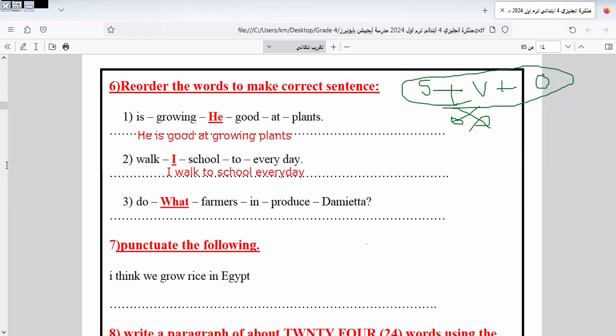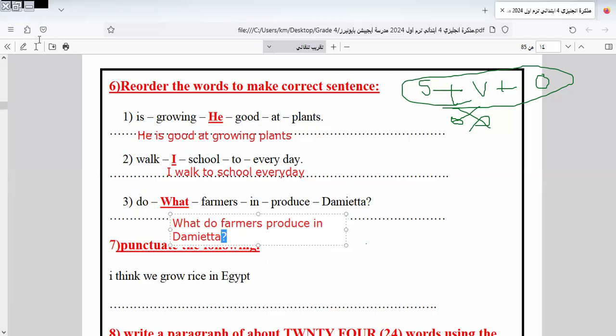The last one, it will be what? I will answer to you. Here we have: farmers produce cotton in Damietta. So here, as we told you in this rule, I replace the verb instead of the subject. Let's do it in this sentence. What do farmers produce in Damietta? And I put the question mark at the end of the sentence. When we have a question, don't forget to put the question mark at the end of the sentence.